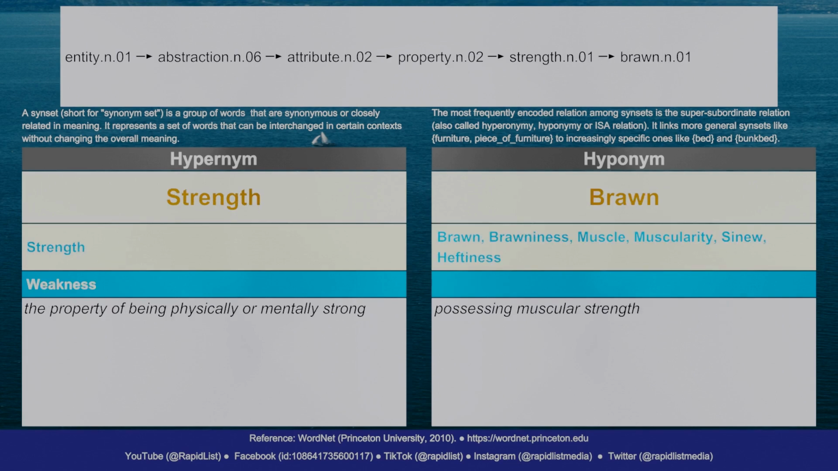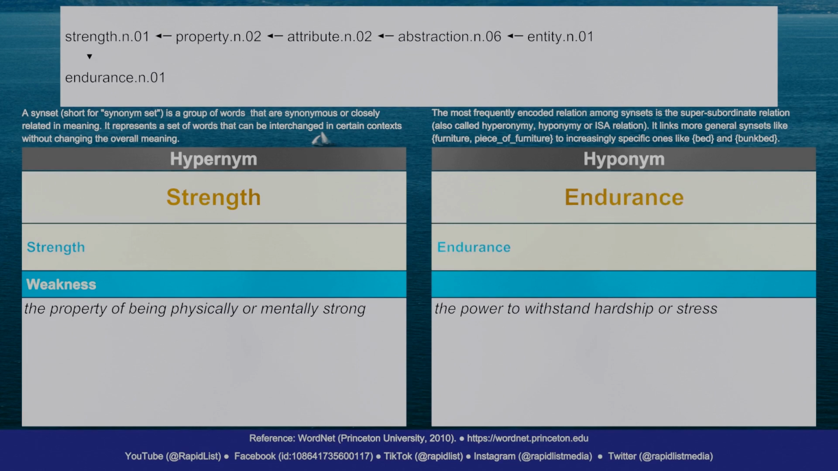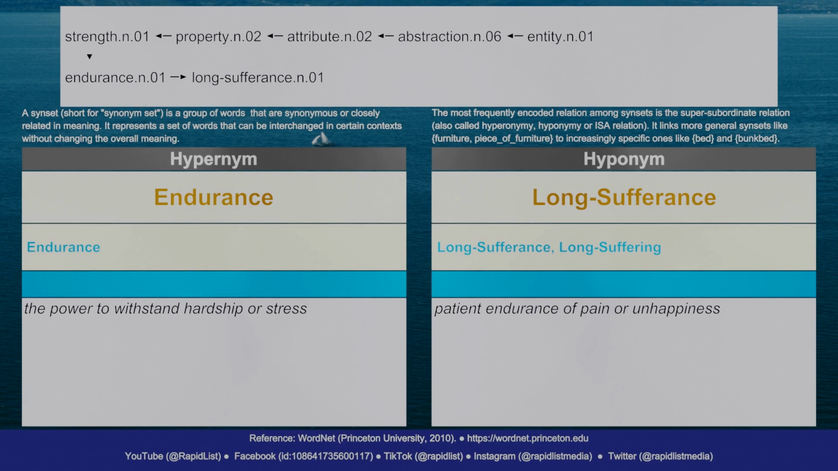Brawn. Possessing muscular strength. Endurance. The power to withstand hardship or stress. The marathon tests a runner's endurance. Long sufferance. Patient endurance of pain or unhappiness.